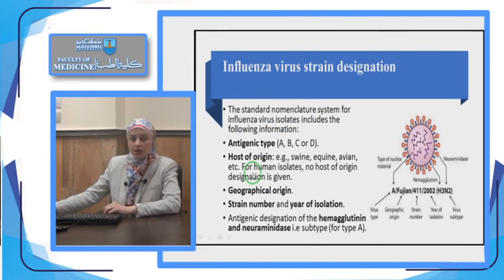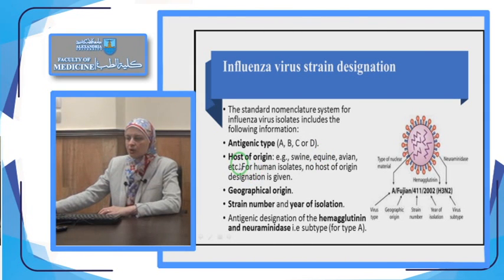So how do we give a name to an influenza strain? Strains change from year to year, and new strains appear every now and then. So how do these strains get their names? First, we have to know the antigenic type. Is it type A, B, C, or D?